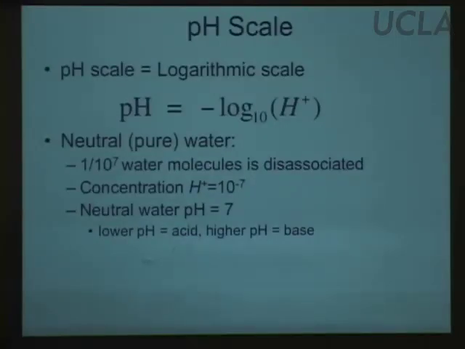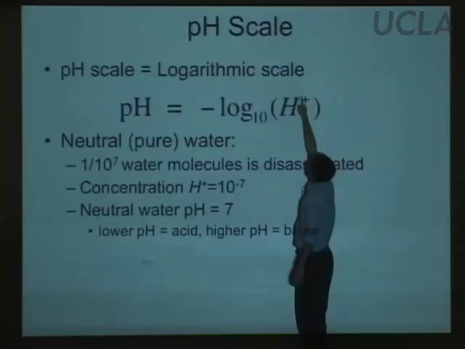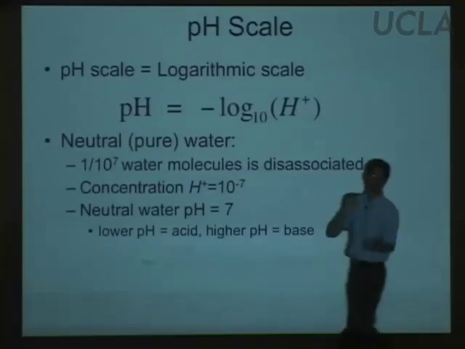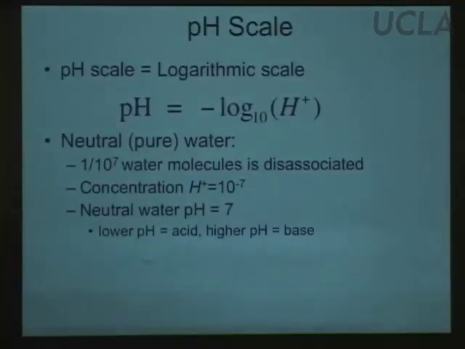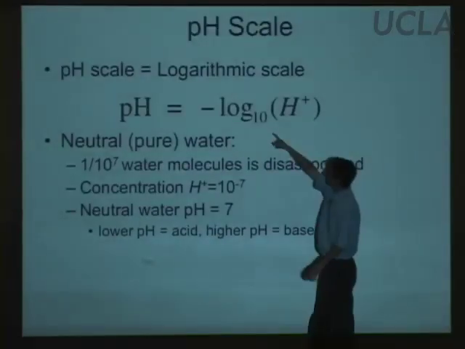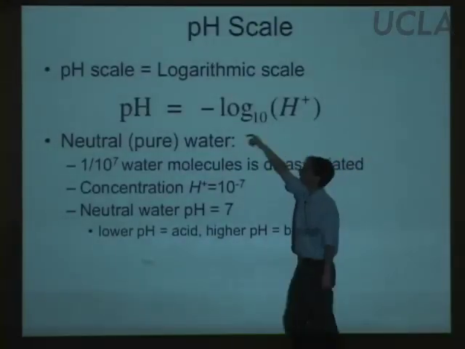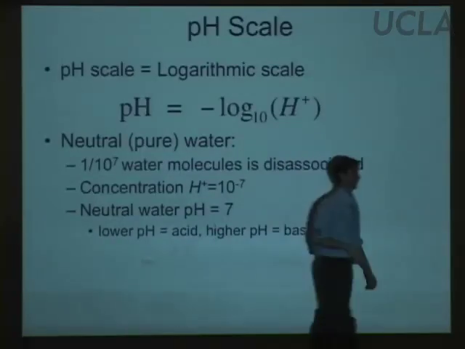And so in order to describe how much splitting up there's been, we have this concept of pH. And we define the pH as being the abundance of H+, the cation fragment of water, the logarithm of that, base 10, and then we just put a minus in front of it.